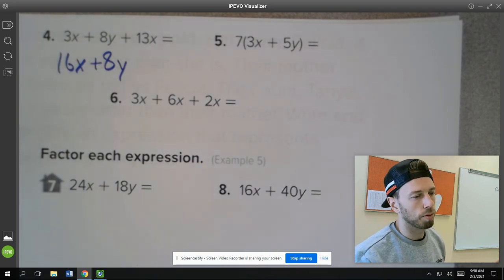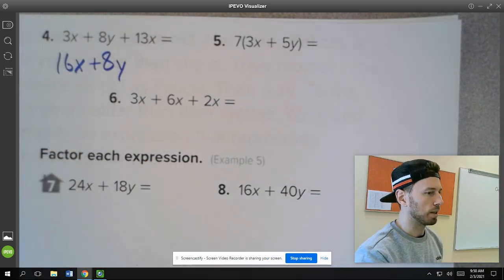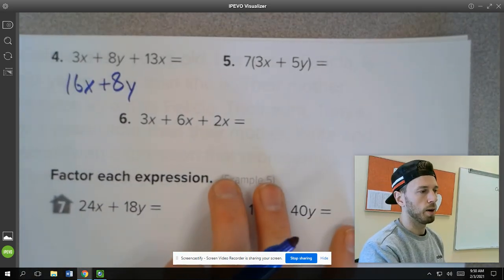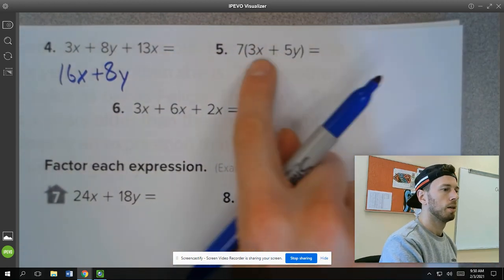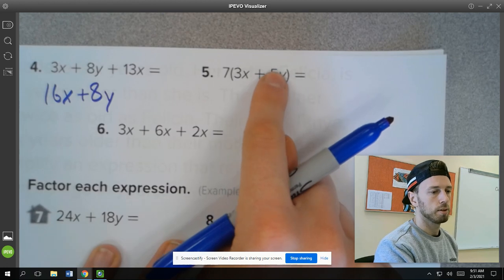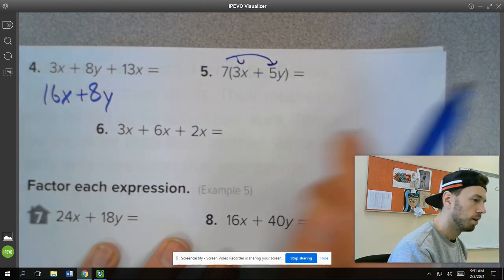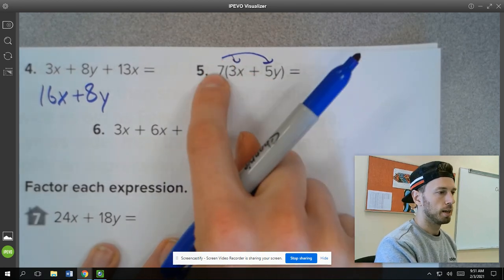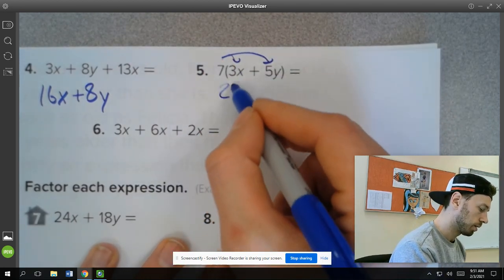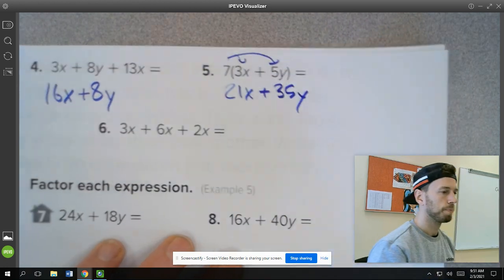We're kind of going down the rabbit hole there as to whether the x or y should come first, but I'm not going to address that right now. As long as you have a 16x plus an 8y in some fashion there, you're good. The next one, we cannot combine the 3x and the 5y inside the parentheses, but we can use the distributive property to distribute the 7 to both of them. And 7 times 3x would be 21x, and 7 times 5y would be 35y.